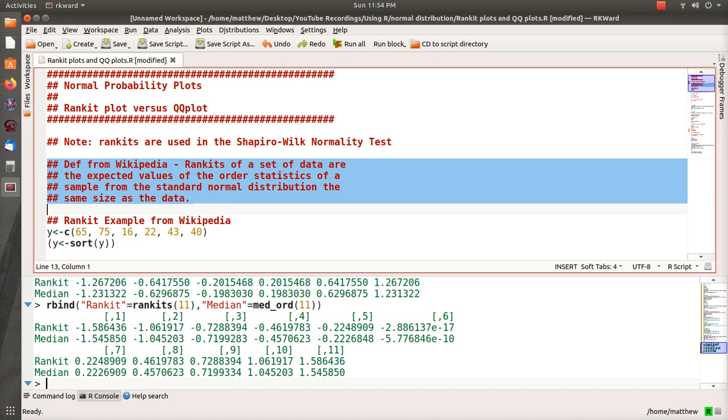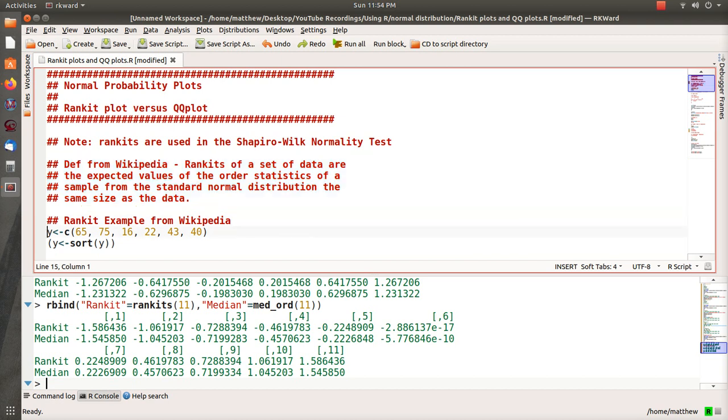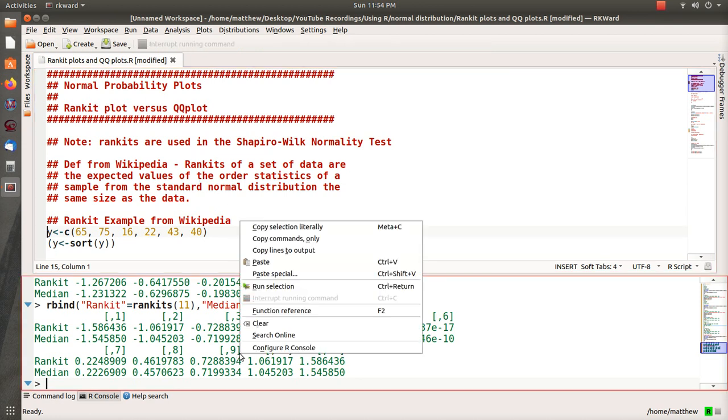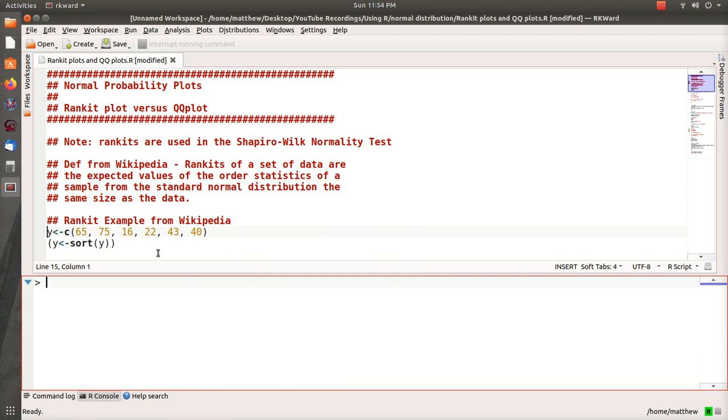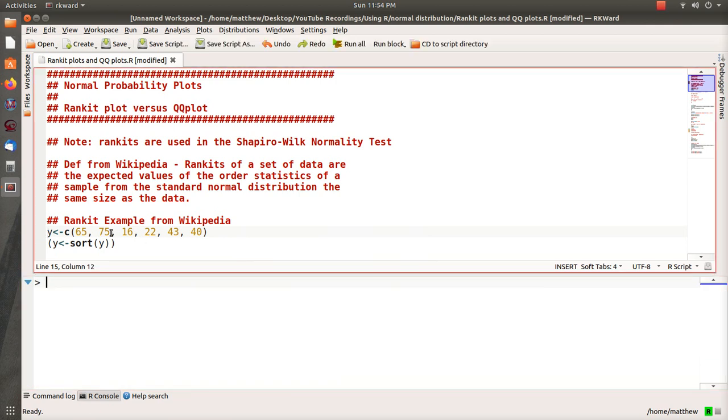A rankit of a set of data are the expected values of the order statistics of a sample from the standard normal distribution of the same size as the data. And so let's go through this example. We're going to use the same 6 data points from the Wikipedia page. So here are the data sorted.